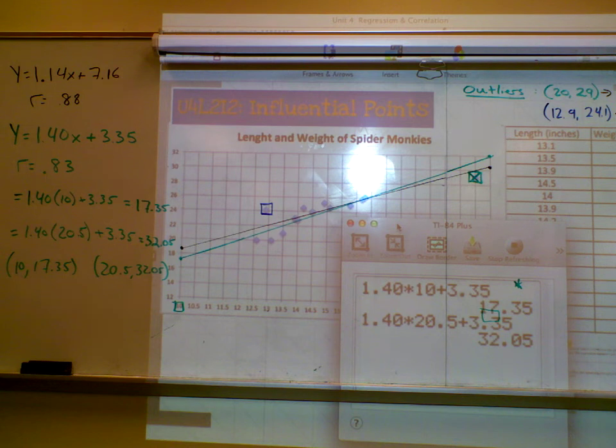Are there any questions about how we got that? So yes, I would call this an influential point. We changed our slope by a considerable amount, and we changed our r value a lot less. Are there any questions? Any questions?